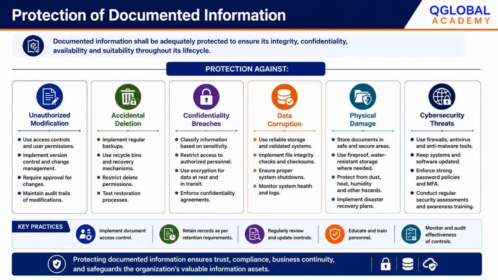Sensitive information must be protected from unauthorized disclosure. This requires classification of information based on sensitivity levels. Encryption should be used for data both at rest and in transit, and confidentiality agreements should be enforced to ensure accountability. Documents may become unusable due to system failures or data integrity issues.